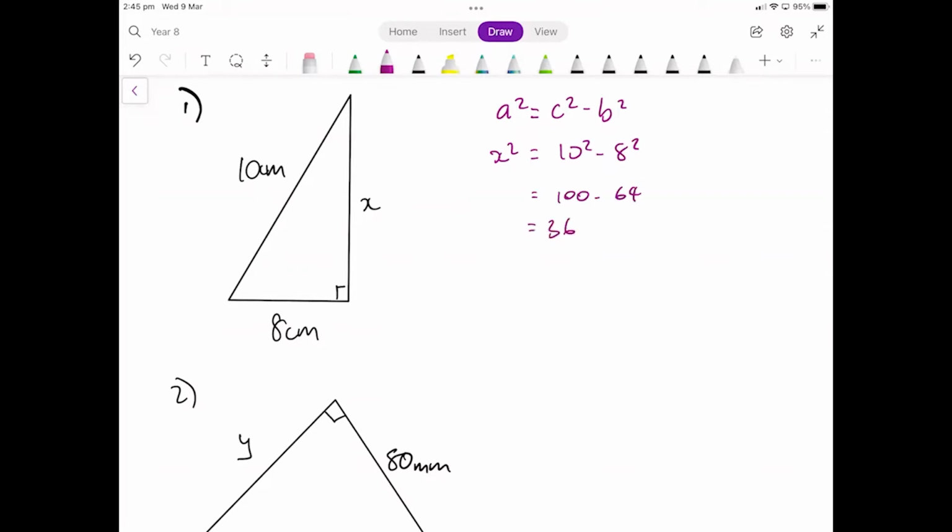So previously it wasn't that important which side came first and which side came second, but this time it is. The hypotenuse must come first. So 10 is the hypotenuse, 10 must come first, 10 squared minus 8 squared, that's 36. So x is the square root of 36, which is 6 centimeters. Don't forget your units.